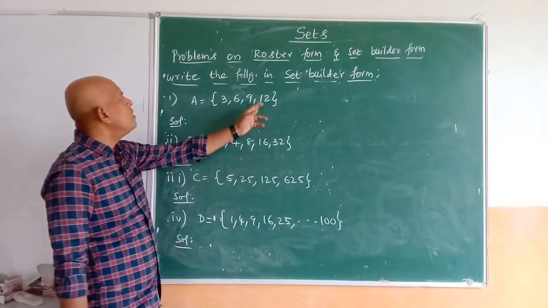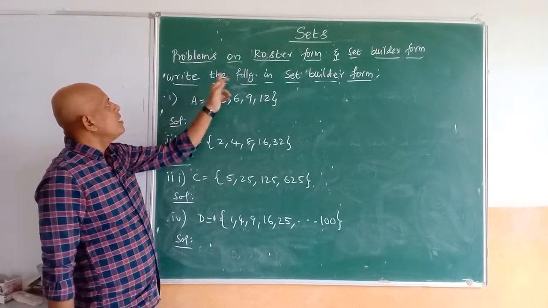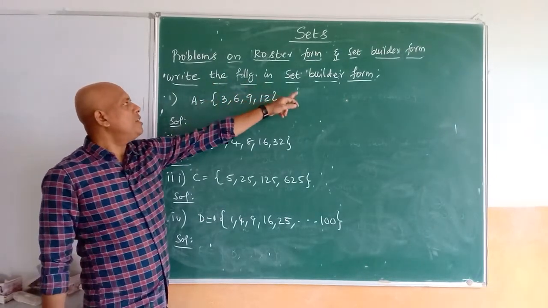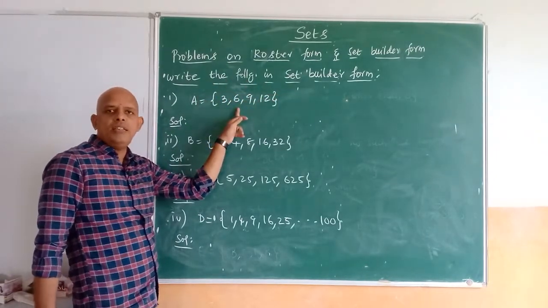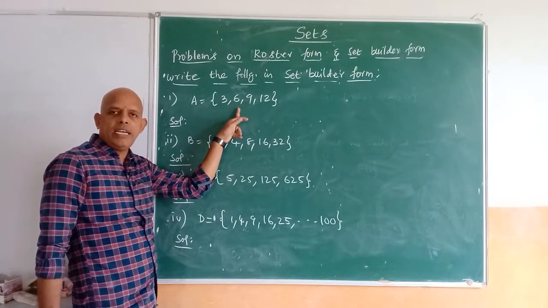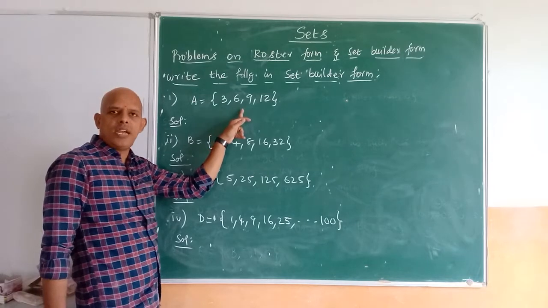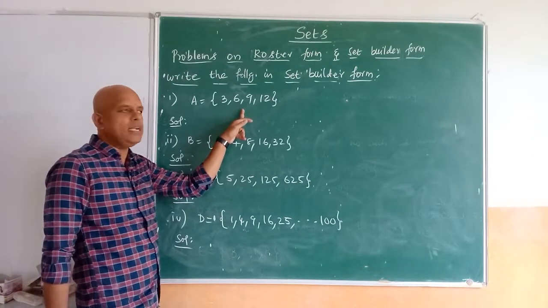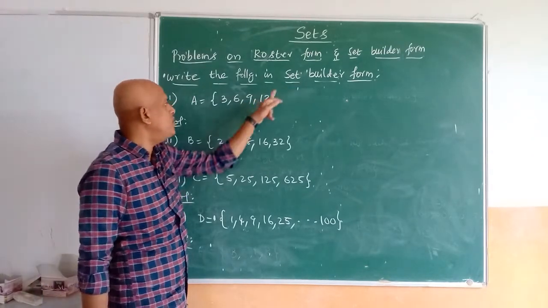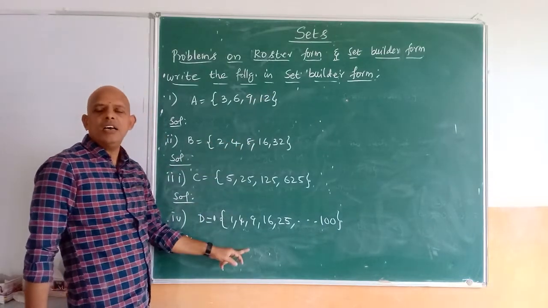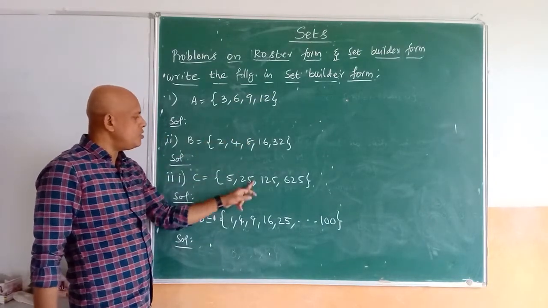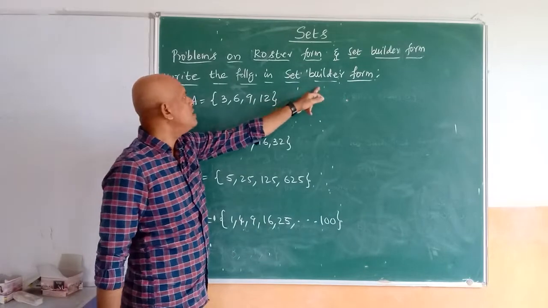Okay children, now we move to the next one. Write the following in the set builder form. Now they have given it in the roster form. Now we are converting into the set builder form. Means we have to write the characteristic, or the property, or the rule. That is nothing but the set builder form. Now the questions are given in the roster form. Now we have to convert into the set builder form.